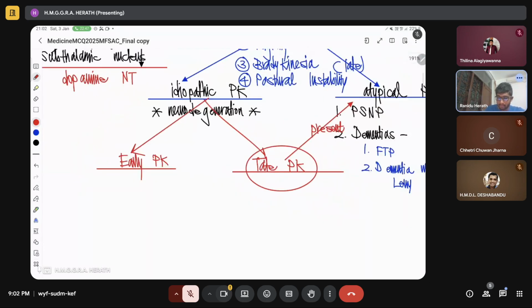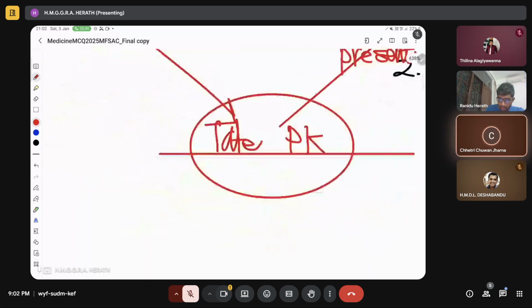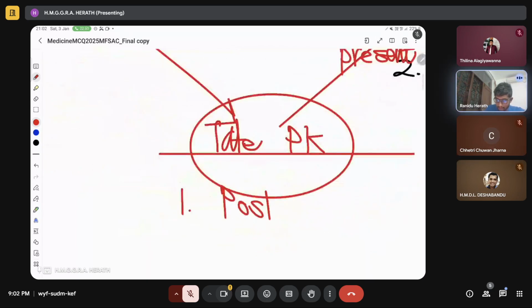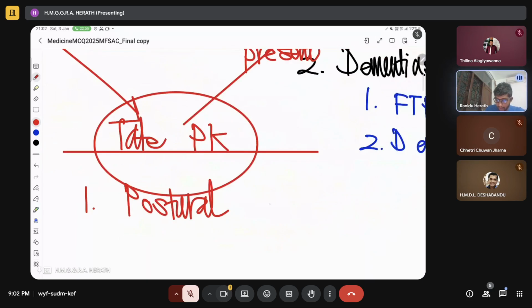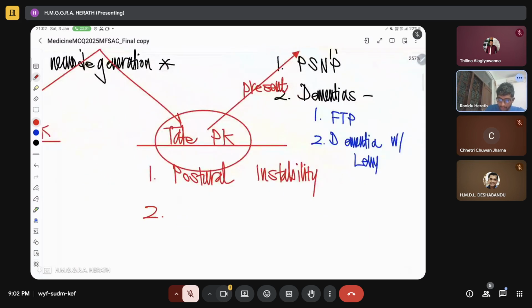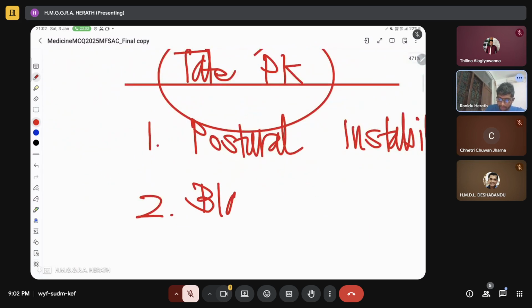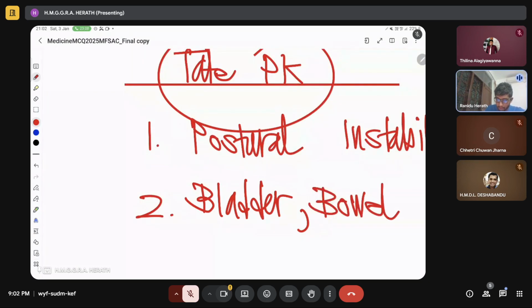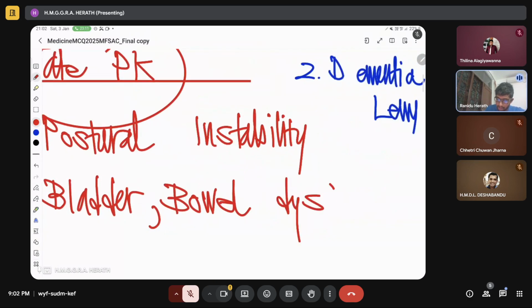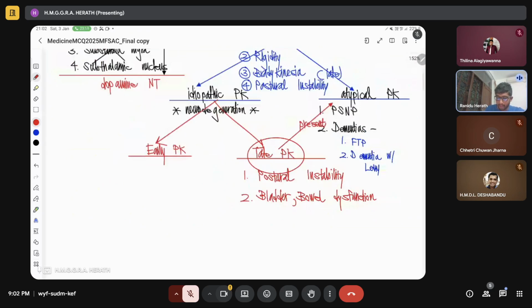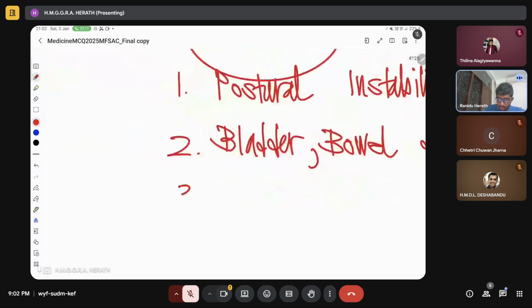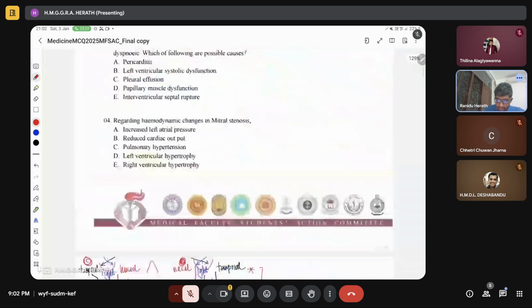Postural instability. Yes, postural instability comes early in atypical Parkinson's. What else? They get bladder and bowel dysfunction early. Idiopathic Parkinson's is not very likely to cause bladder and bowel dysfunction, but these patients with atypical Parkinsonism get bladder and bowel dysfunction early. Understood, right? And then what else can they get?